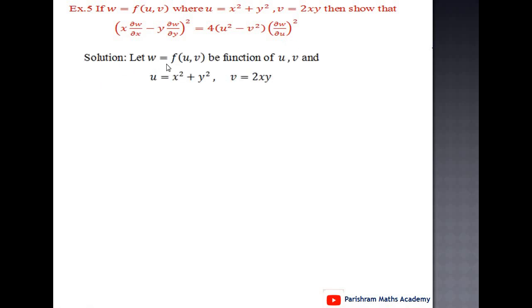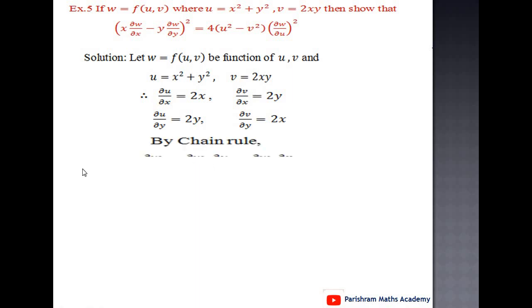Solution. Let w equal to f of u comma v, where u and v are functions of x and y, u equal to x square plus y square, v equal to 2xy. First you can find derivative of u and v with respect to x and y partially, and therefore ∂u/∂x equal to twice x, derivative of y square is 0, and ∂u/∂y equal to twice y. Derivative of v with respect to x is twice y, and derivative of v with respect to y is twice x.